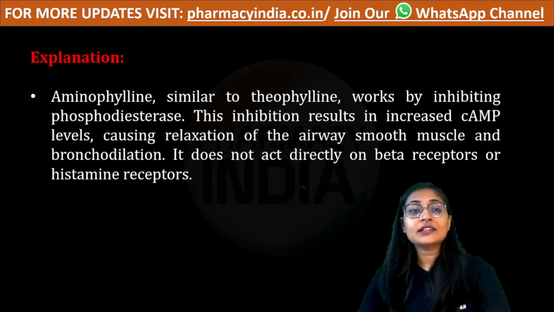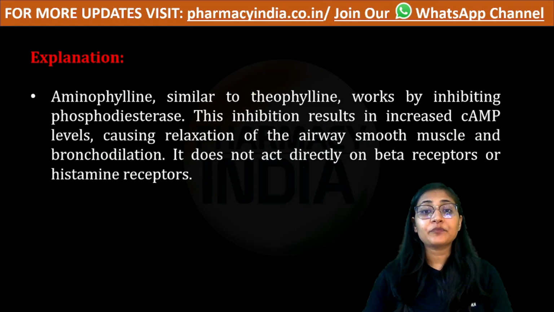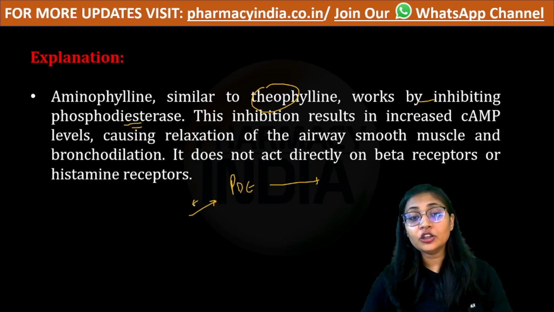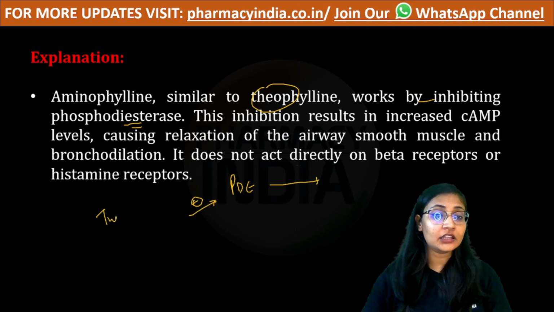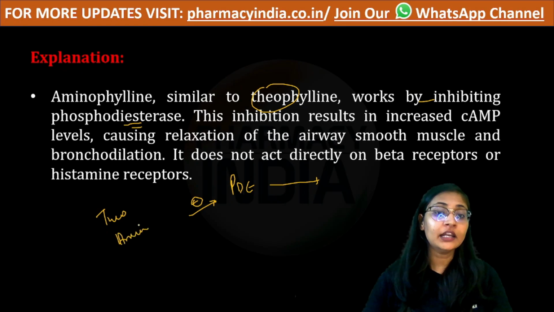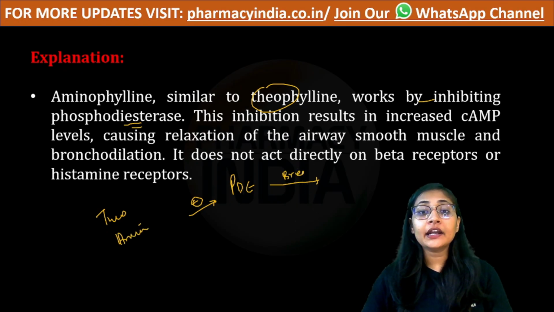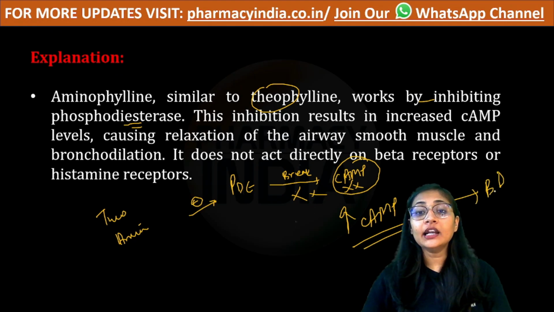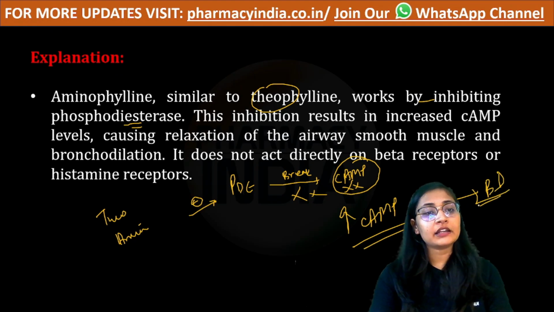So let's move towards its explanation. Aminophylline is a theophylline which works by inhibiting phosphodiesterase. If this phosphodiesterase gets inhibited by theophylline or aminophylline, what would happen? Breakdown of cAMP would not occur. Ultimately, the concentration of cAMP would increase and bronchial dilation would take place.